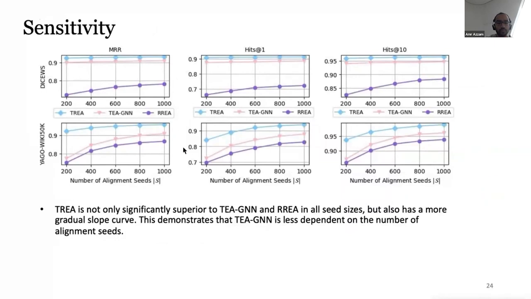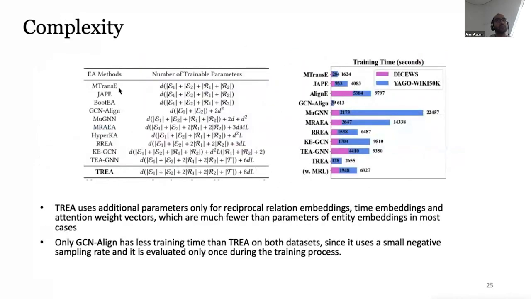It can be seen that TREA was not only significantly superior to TGNN and a static baseline model REA in all seed sizes, but also had a more gradual slope curve. This demonstrates that TREA was less dependent on the number of alignment seeds compared to parameter-efficient translational entity alignment models like MTransE and JPE. TREA uses additional parameters only for reciprocal relation embeddings, time embeddings, and attention weight vectors.